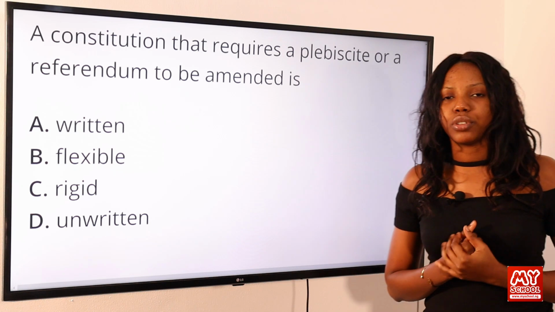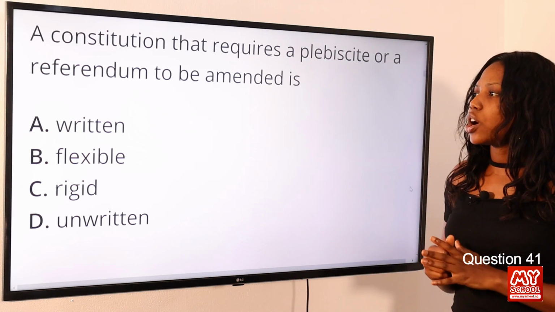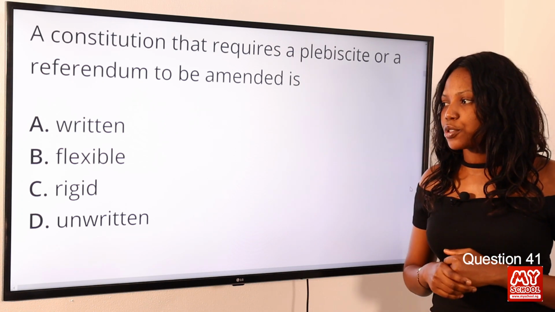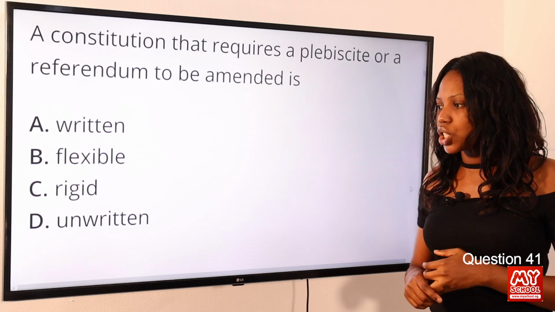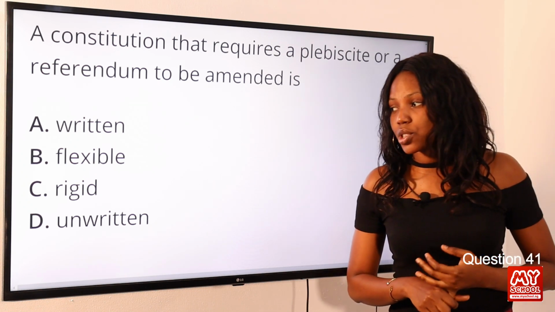Now moving on to question 41, a constitution that requires a plebiscite or a referendum to be amended is option A, written, option B, flexible, option C, rigid, option D, unwritten. So the answer to this question is option C, rigid.